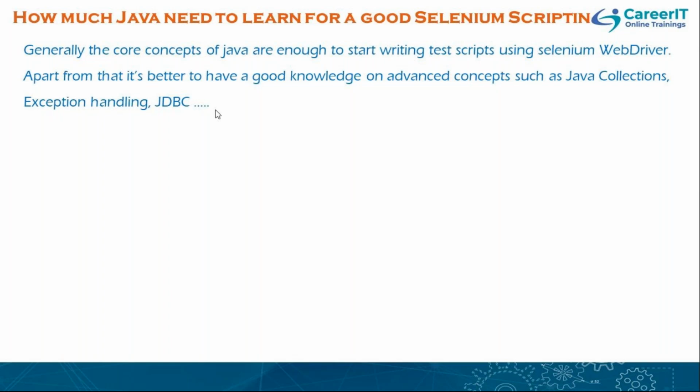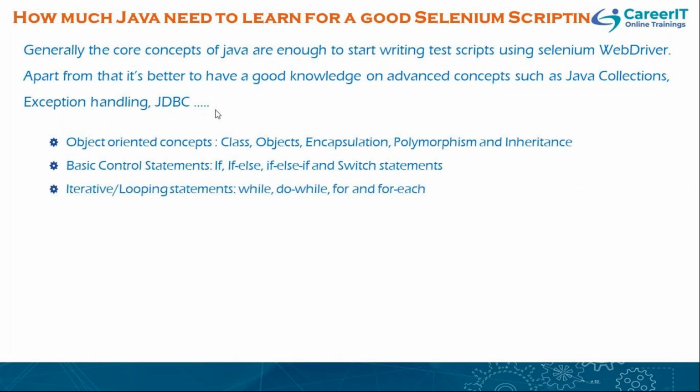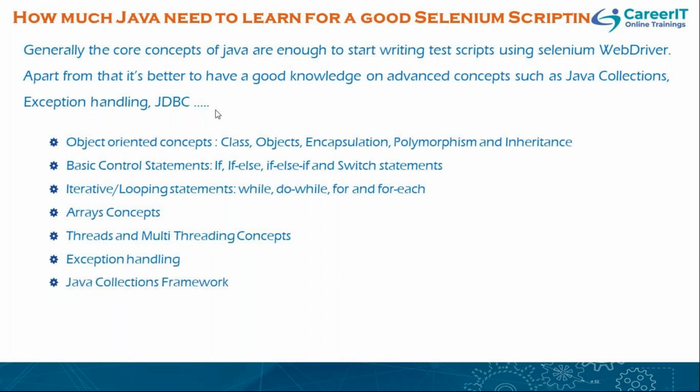I have listed those out here. Object oriented concepts: we need to learn what is a class, what is an object, how to create a class, how to create an object, what is encapsulation, polymorphism, inheritance. Then the basic control statements, like how to write an if condition, if else condition, how to write looping statements, how to write arrays, how to use threads and multi-threading, exception handling, and the Java collection framework. This is very important. And IO concepts: how to handle files, how to read the data from a file, how to write data back to a file.